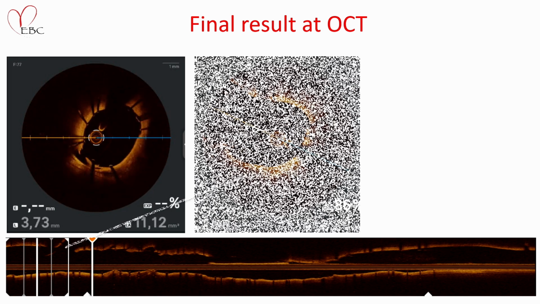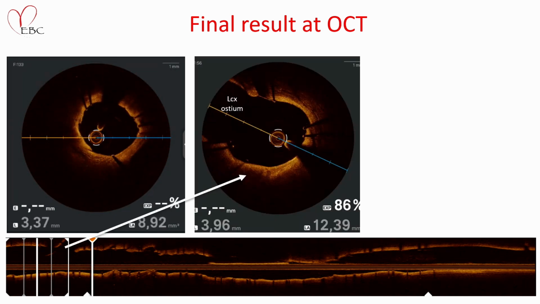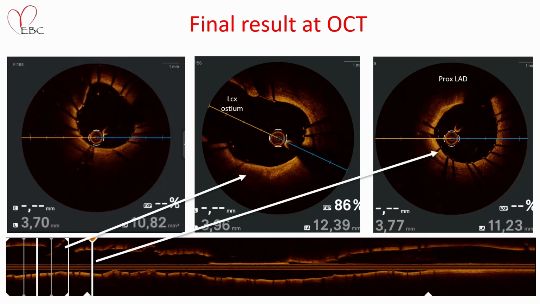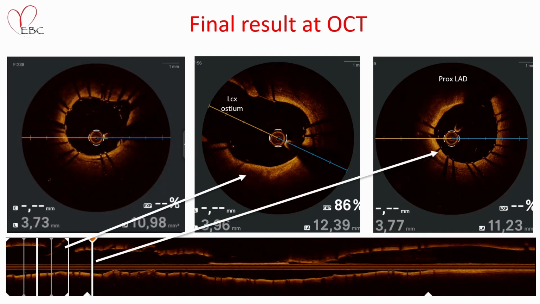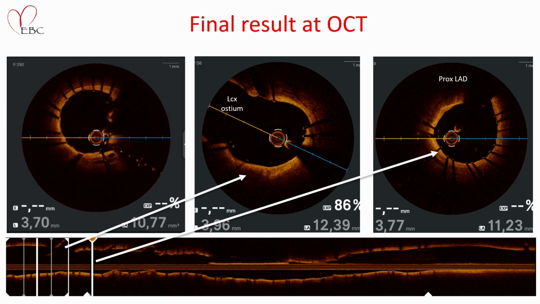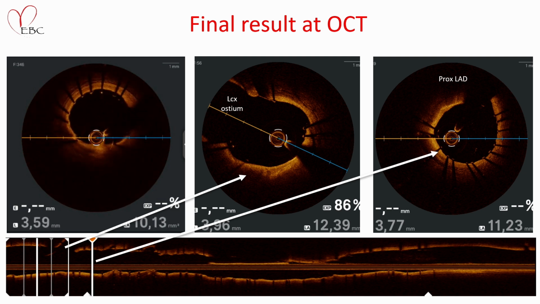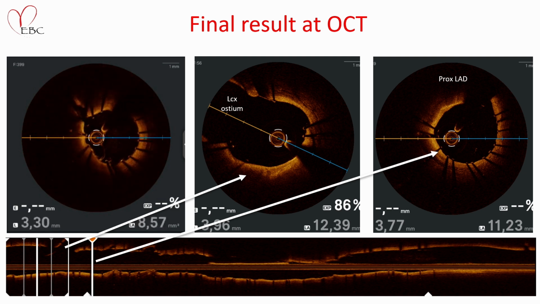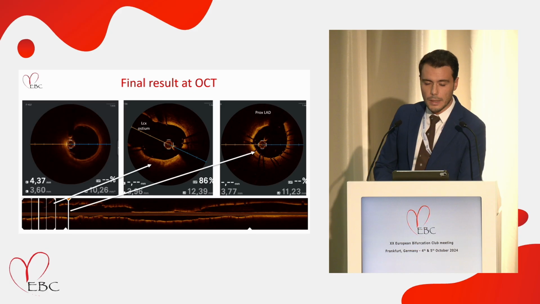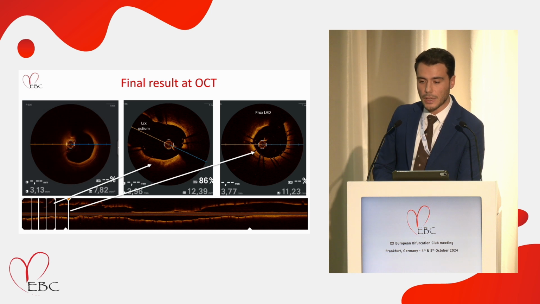On the left, you can see the pullback that shows a well-apposed stent all over the vessel, and the bifurcation showing a very patent ostium, in particular at the level of the proximal LAD where we got earlier huge malposition and significant underexpansion. You can see now that the stent is well apposed, with some minimal malapposition of a couple of struts, but nothing significant.